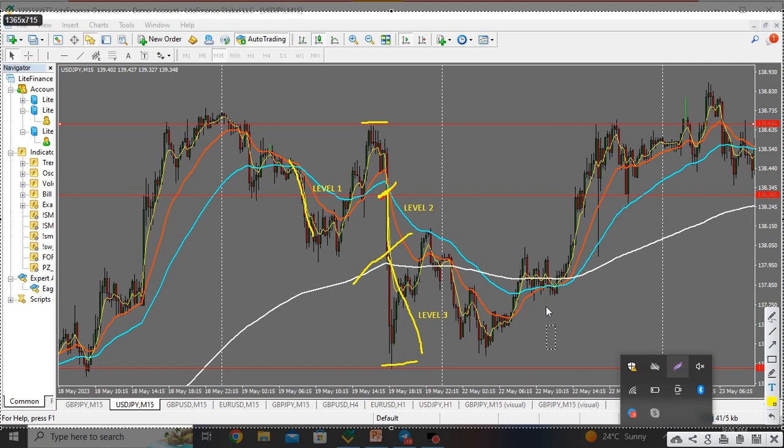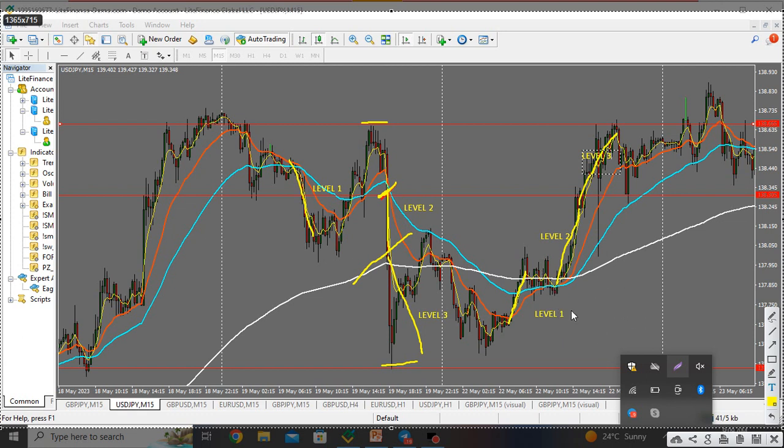Then the next day, after the Asian session, at 5 AM it draws. This was the first level. Yes, this was the second level. Then this up to here was the third level. This is level 1, this is level 2, this is level 3.